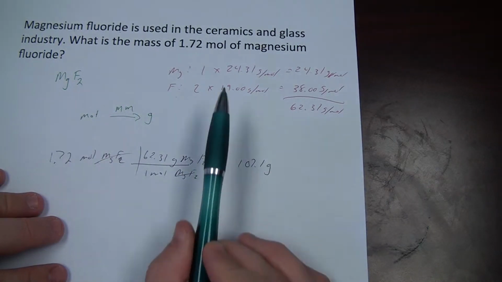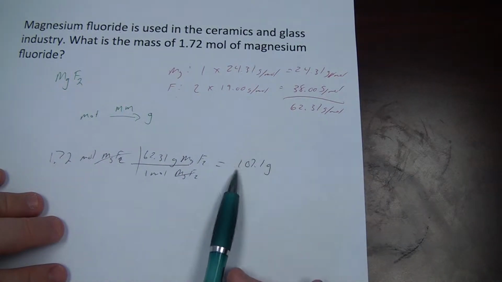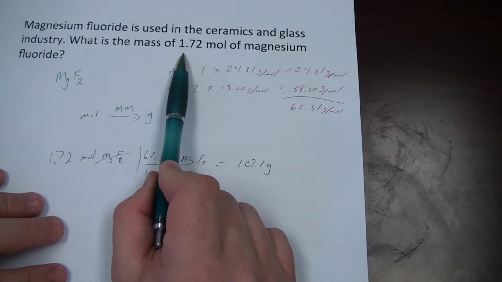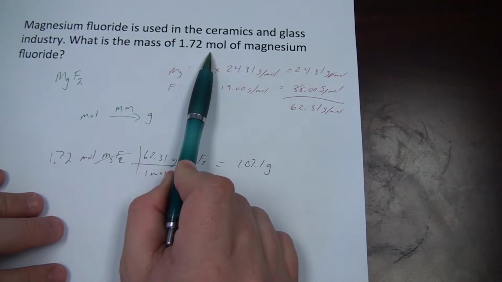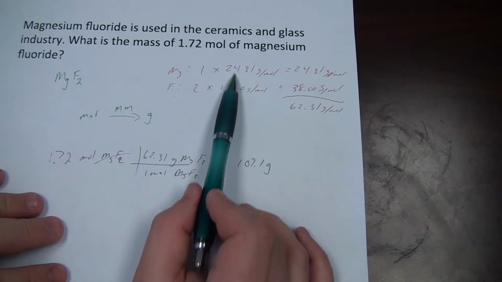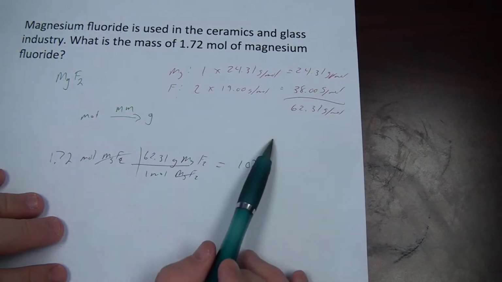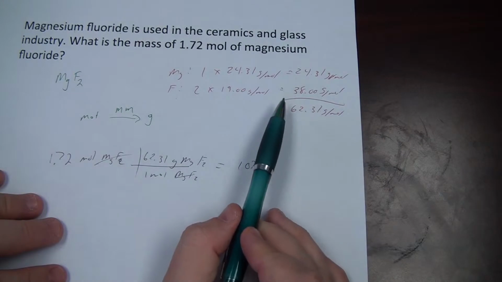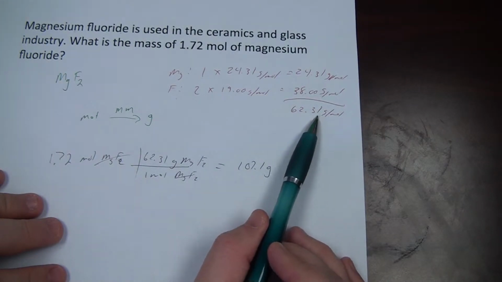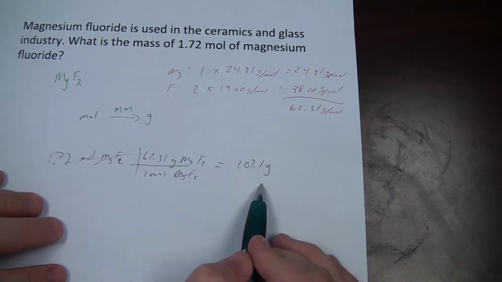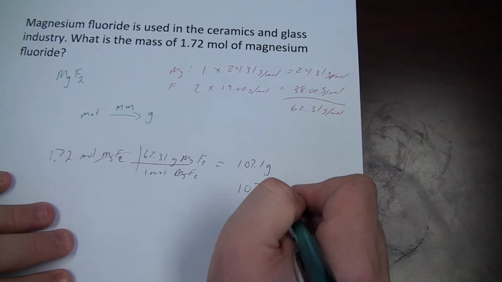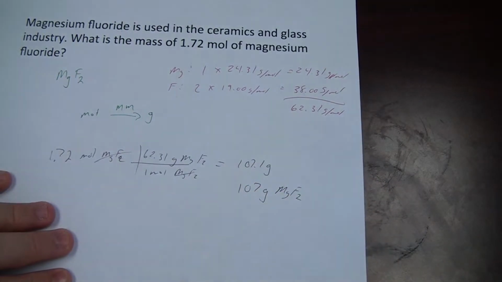But remember, we have to take into account significant figures. Here we're showing 4. The only value they give us is this, 1.72, which has 3. The molar mass, because these came off the periodic table, we can assume it's not going to play a role in our significant figures, but even if it did, these have 4, right? This one still has 3, so this solution should only have 3 significant figures, or 107 grams magnesium fluoride. Okay.